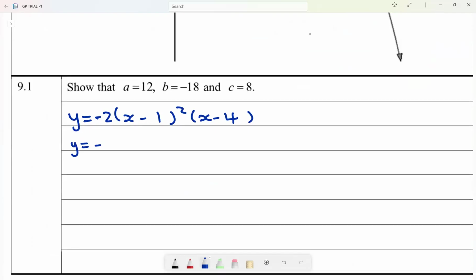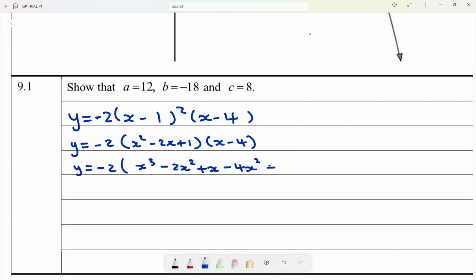And then it's just a matter of me being a mathematical gymnast. So I'm going to say y is equal to negative 2, and I'm going to start with this one first: x squared minus 2x plus 1, sorry. And then x minus 4. I'm going to multiply the two brackets. You can simplify this however you want, guys, but now I'm going to simplify this. So x squared multiplied by the first x gives x cubed minus 2x squared plus x. And then the 4 gives negative 4x squared plus 8x minus 4.